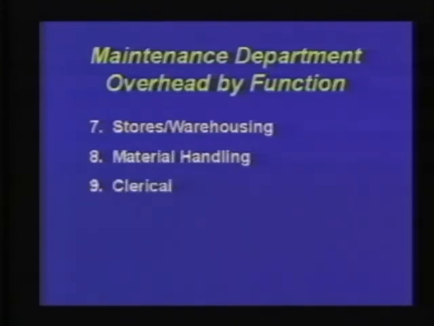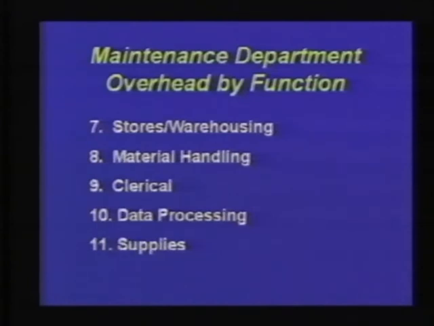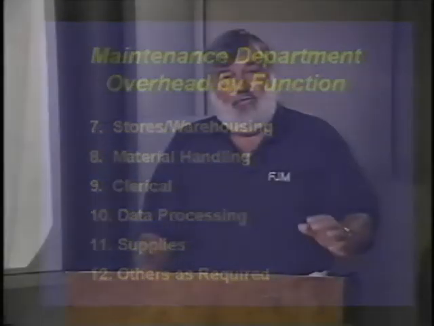Any clerical positions would be recorded in number 9. Data processing would be found in 10. The supply items and so forth would be found in 11, and again, others would be indicated by 12 and 13 and so forth. Now, the overhead function should be represented in dollars, and then these dollars would be amortized over the craft labor hours, and generally that would be expressed in a percentage.